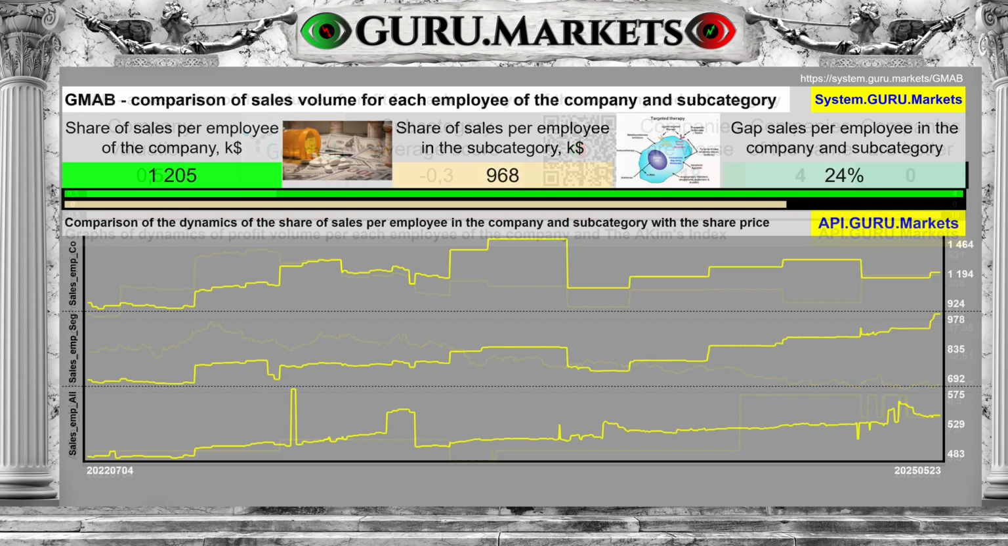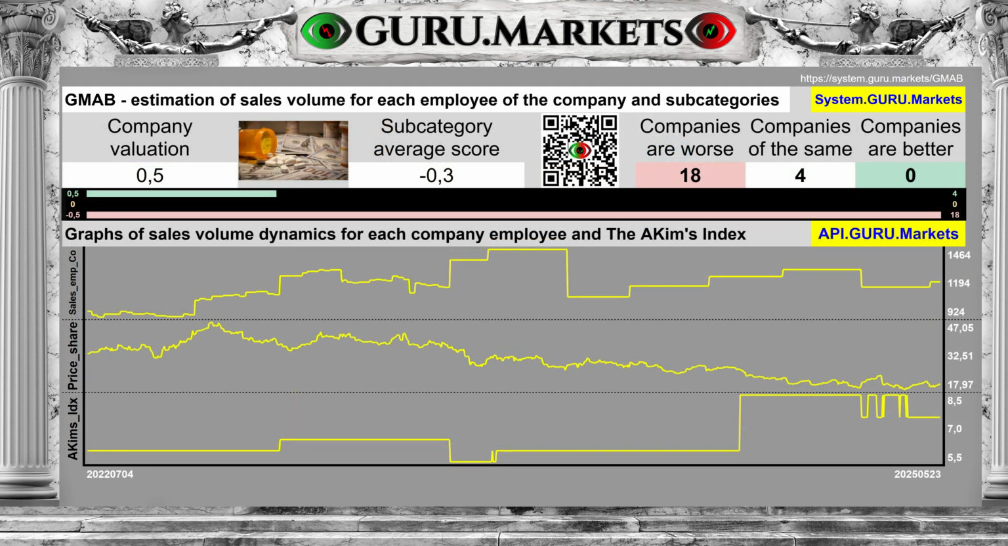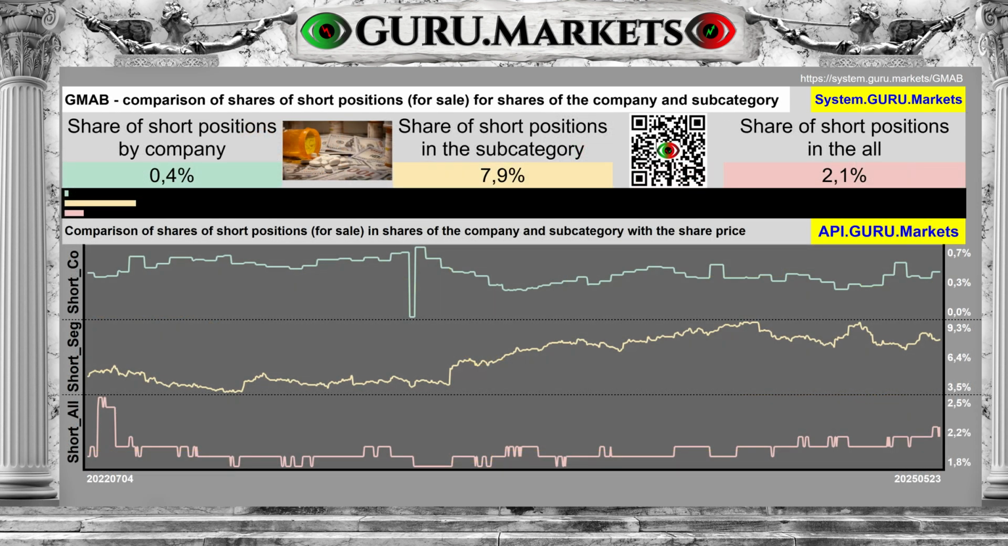The revenue per employee of the company is $1,205,000. Subcategory, $968,000. The difference between the subcategory average and the company's performance is 24%. Evaluation of revenue per individual employee of the company in comparison with the indicators of companies in the subcategory: good, 0.5 points. The number of short shares is 0.4%, compared to the average for the subcategory of 7.9%.